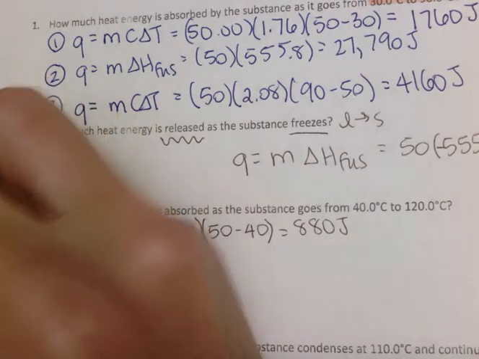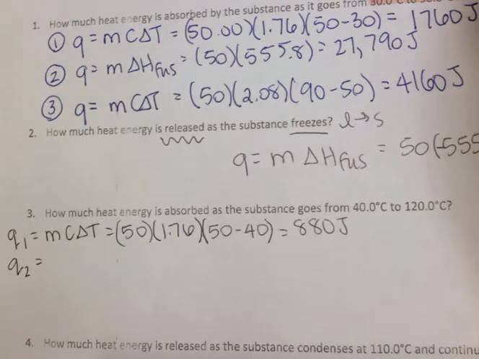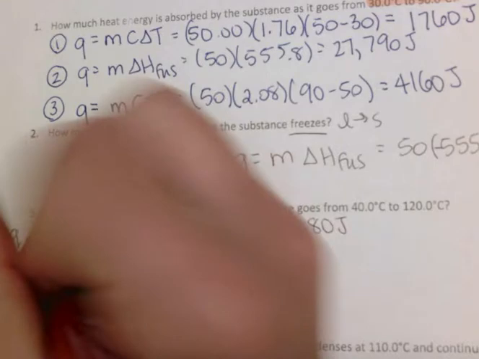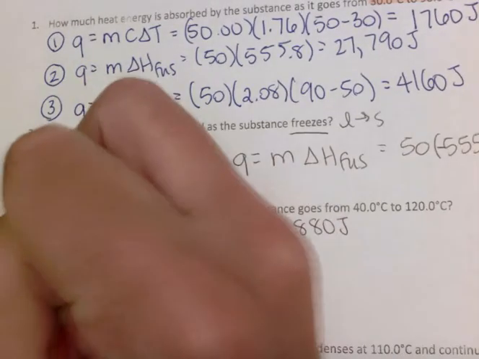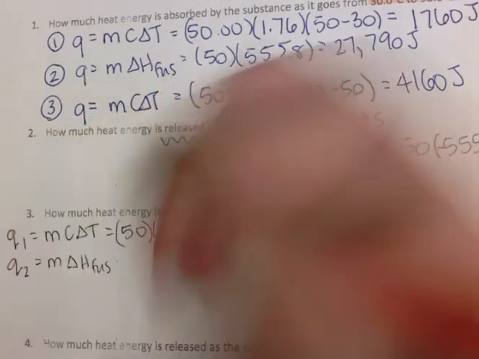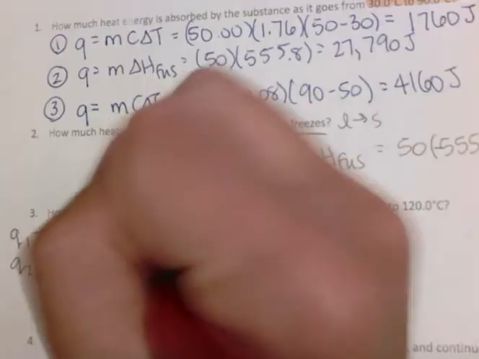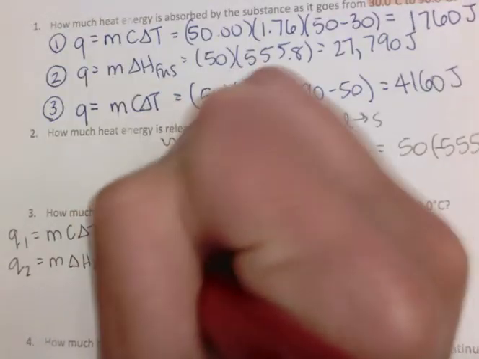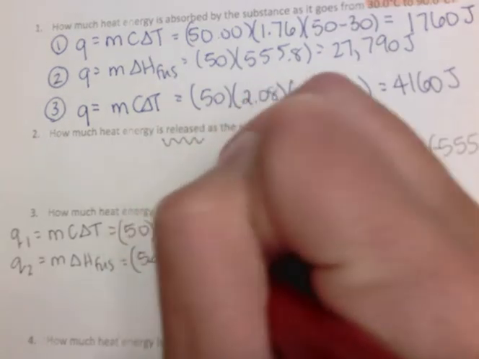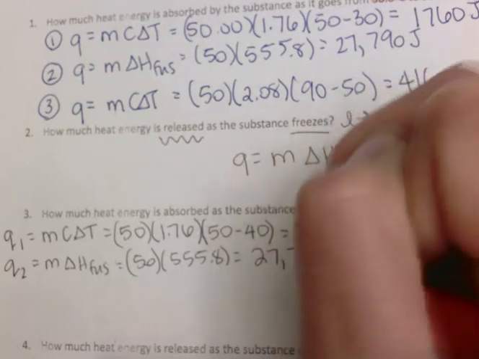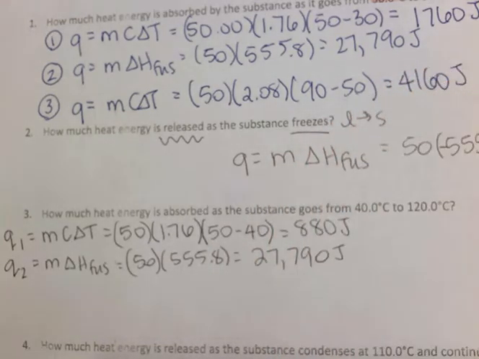In Q2, we are then going to melt that solid into a liquid. So in melting, Q equals mass times delta H of fusion. We did that up here in number 1, so it's the exact same math. 50 times that heat of fusion gives me 27,790 joules.